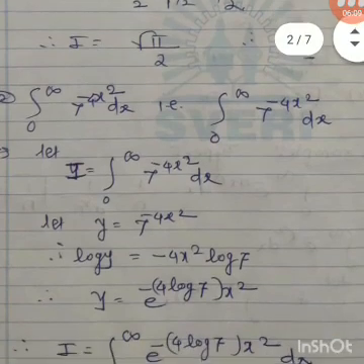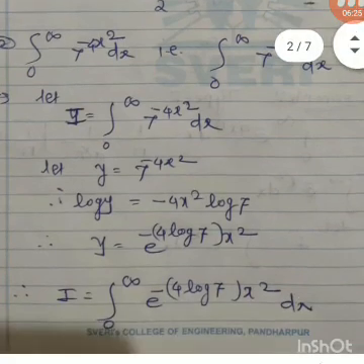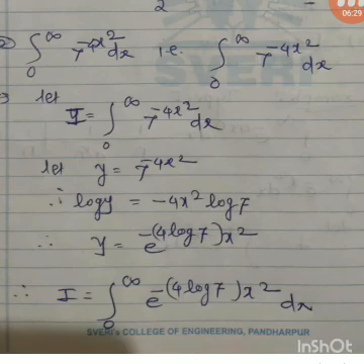Let's suppose, in the first step, I is equal to our integral from 0 to infinity of 7 raised to minus 4x square dx. Okay, now we have to write this 7 raised to minus 4x square in the form of e raised to minus a x raised to n. How to write that? Consider y equal to the given function, that is 7 raised to minus 4x square. Next step, taking log on both sides, log y is equal to minus 4x square log 7.